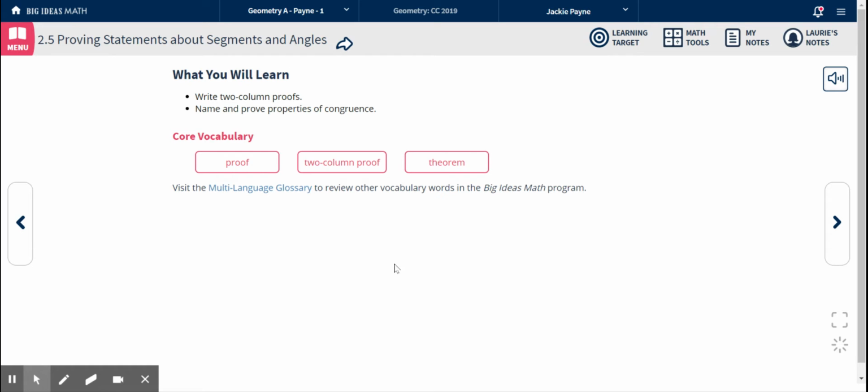So this is what you're supposed to learn. Write two-column proofs, name and prove properties of congruence. If you'd like to follow along in your book, 2.5 starts at page 99. If you want to follow along, because there are those notes in the student journal, this will be pertinent on pages 56 to 58. And I also expect you to have either my blank notes on the screen and you're writing them down, or print them and fill them in as we go.